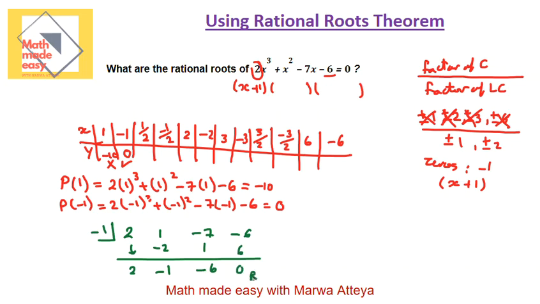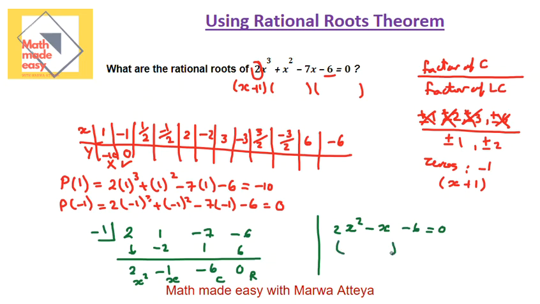Now, this is the remainder. This is your constant. This is the coefficient of x. This is the coefficient of x squared. So what I'm basically saying is that when I divided this polynomial function by negative 1, which is the 0, or by this factor, we got 2x squared minus x minus 6 equal to 0.